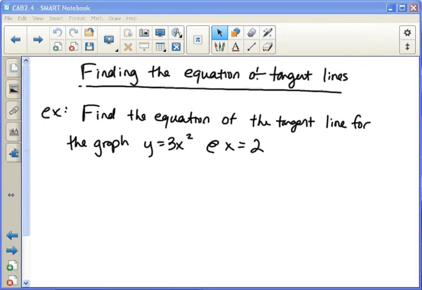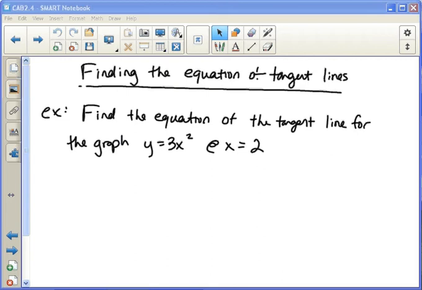So here it says find the equation of the tangent line for the graph y equals 3x squared at x equals 2. Whenever you need the equation of a line, there are two things you have to have, and that's a slope and a point. That's a really important thing to make sure you have in your head. Anytime you're asked to find the equation of a line, you need to find a slope and you need to find a point. So I'm going to start with a point.